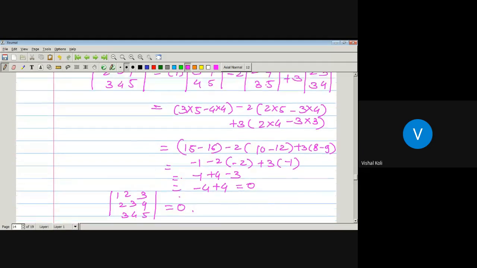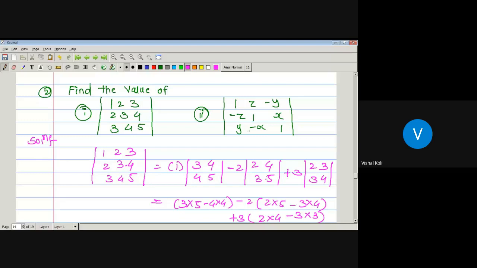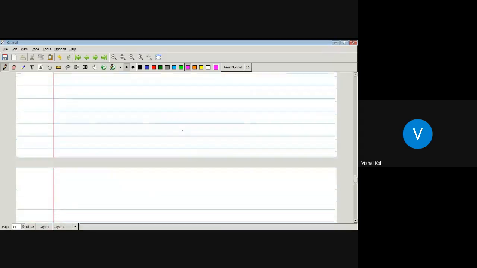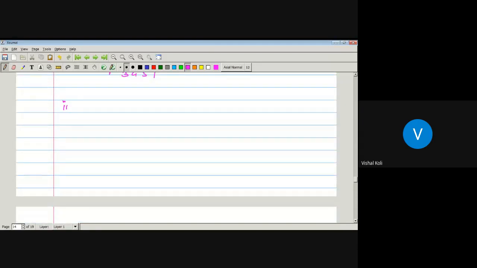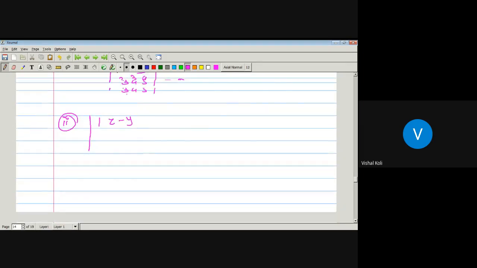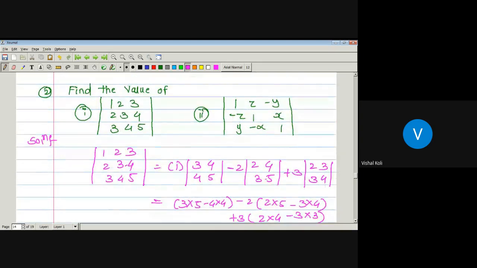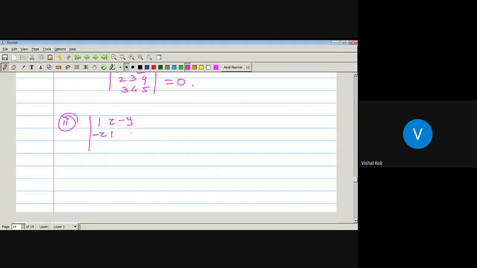Now the value of the second determinant: 1, z, minus y, minus z, 1, x, y, minus x, 1. Now its value is equal to, here we will take again the first row, 1 into its cofactor. Its cofactor will be 1 into its minor, since it is present in first row and first column.